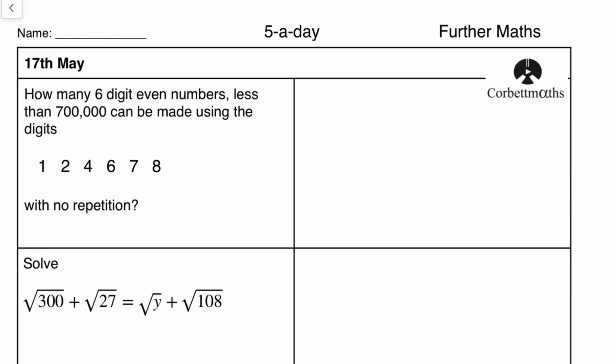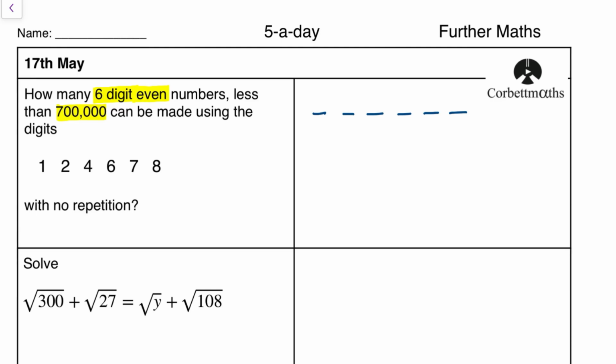So how many, I'm going to highlight it again, how many 6 digits, in fact, I'm going to even start by going 1, 2, 3, 4, 5, 6. How many 6-digit even numbers, great, less than 700,000 can be made using the following digits?